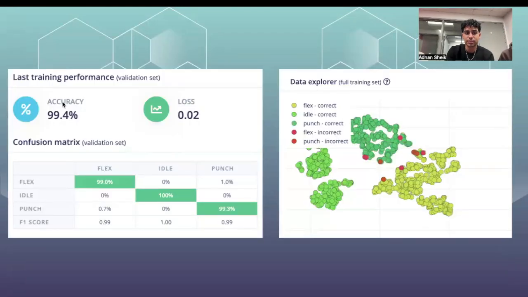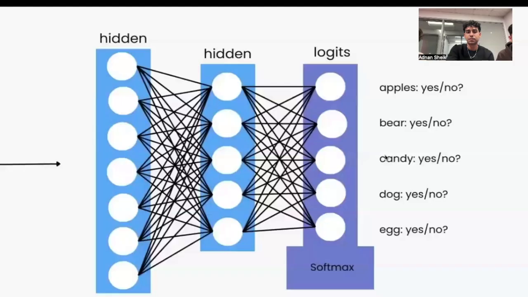And here we can see this is the accuracy of the training set. We have 99.4% accuracy. And on the right-hand side, we can see the actions, flex, idle, and punch. And we can see a couple of incorrect values, but it's completely normal.